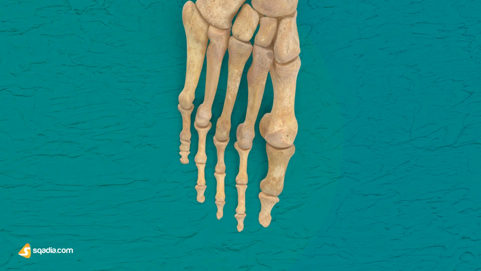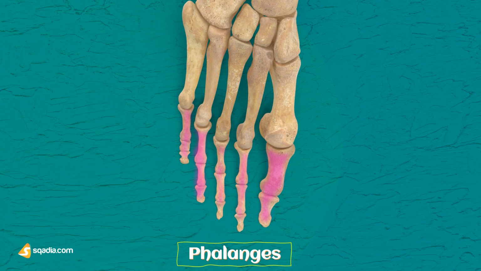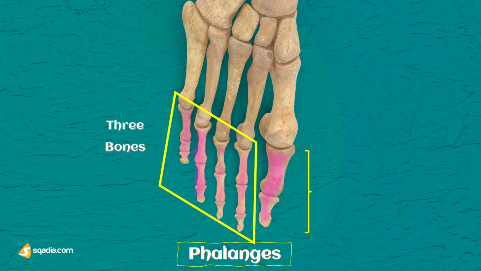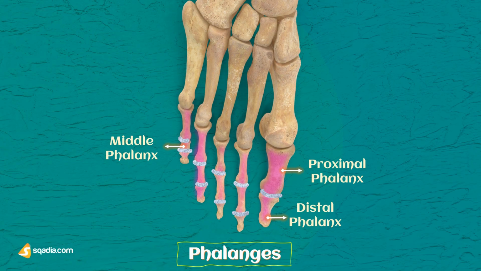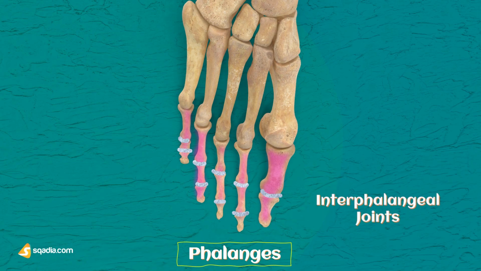Each phalanx consists of 3 bones, except for the first phalanx, which has only 2. The first bone in each phalanx is referred to as the proximal phalanx, the middle bone as the middle phalanx, and the last bone as the distal phalanx. However, the first phalanx in the foot lacks a middle phalanx due to having only 2 bones. The joint between each phalanx bone is called the interphalangeal joint. Each phalanx, except for the first, has 2 interphalangeal joints.